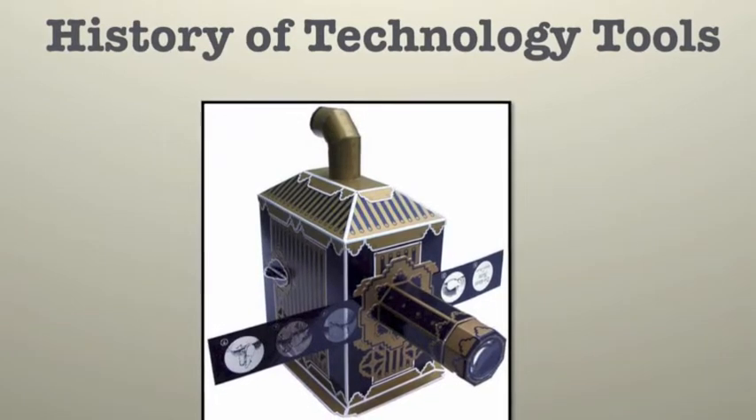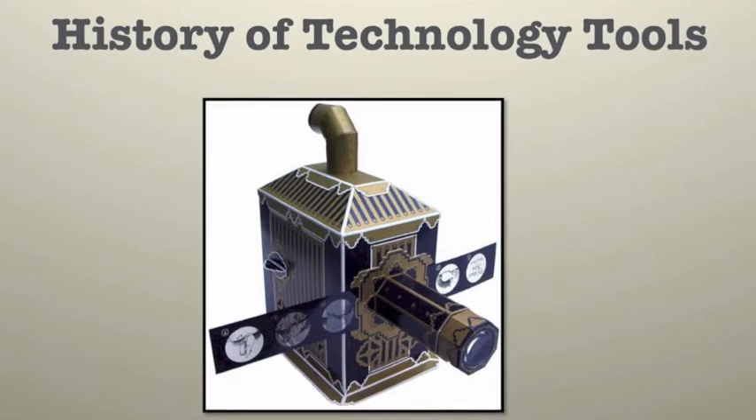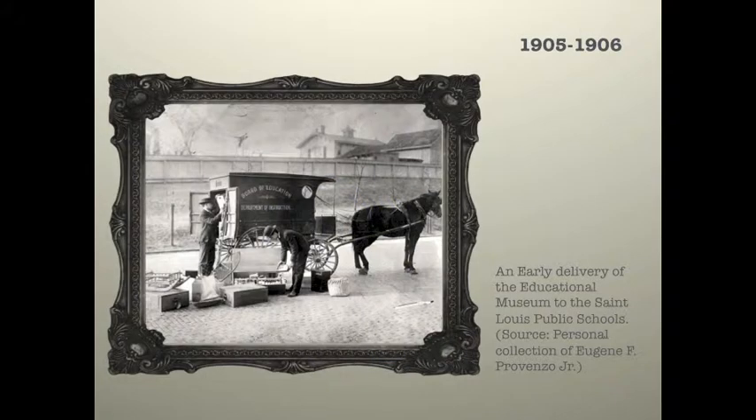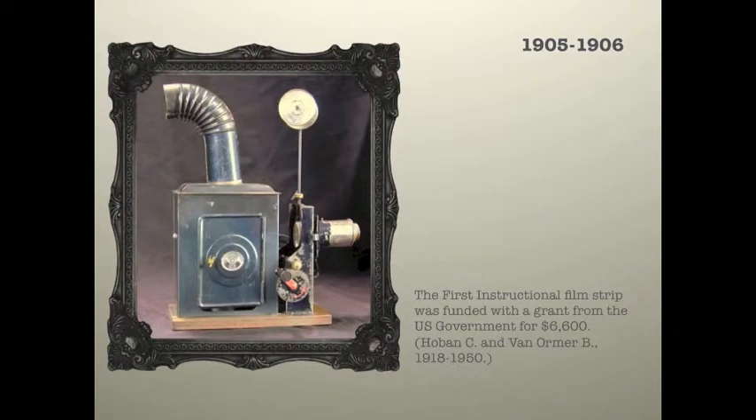To start us out on our journey, let's take a brief tour of the history of technology tools. Technology tools in the classroom came about in the early part of the 20th century with school museums. These museums had portable museum exhibits, stereographs, slides, films, study prints, and photographs. This became known as the visual instructional movement, where schools used this technology as a medium for instruction.